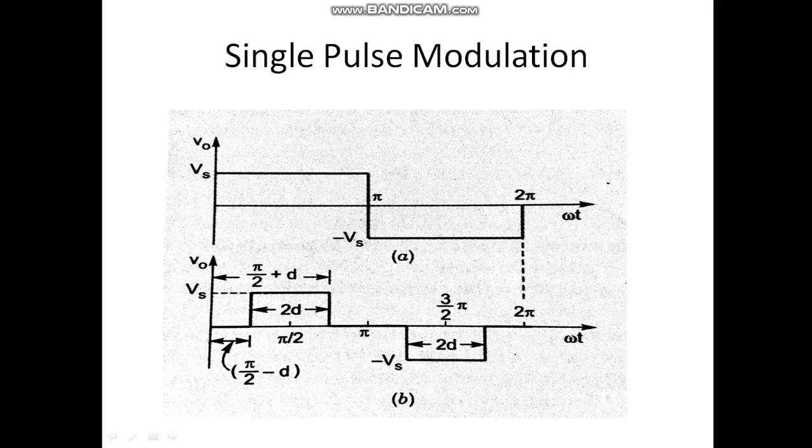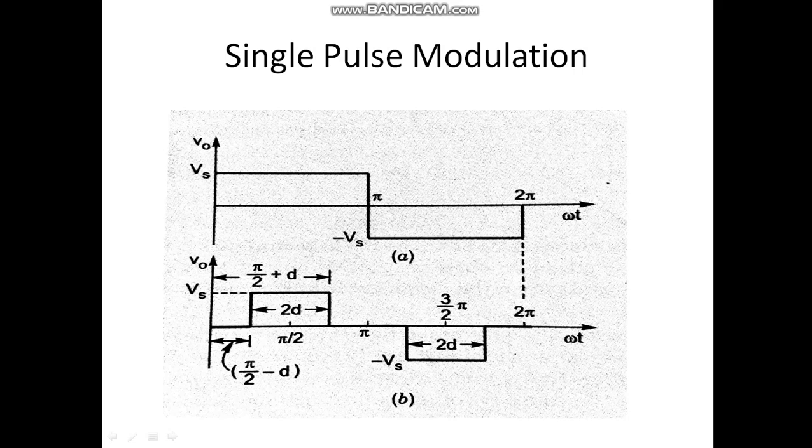The range of pulse width can vary from 0 to pi. So 2d is greater than 0 and less than pi. The output voltage is controlled by varying this pulse width 2d. As we vary the pulse width, the output voltage will be varied. The shape of the output voltage is called a quasi square wave.